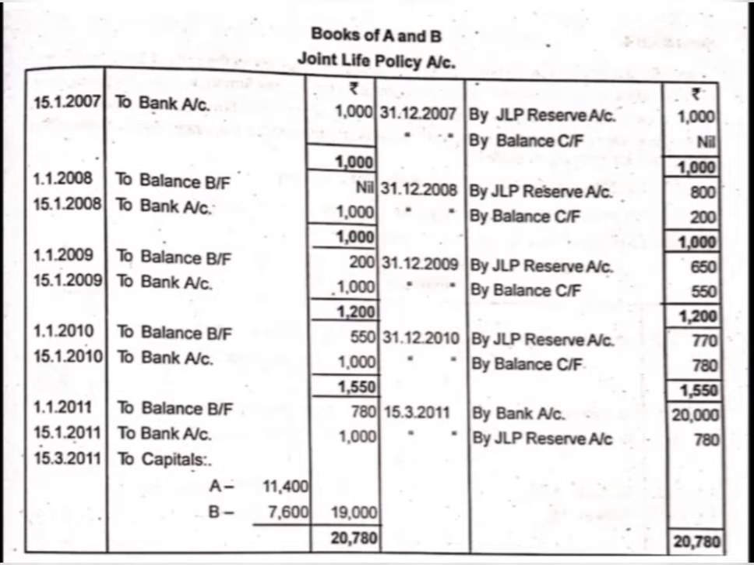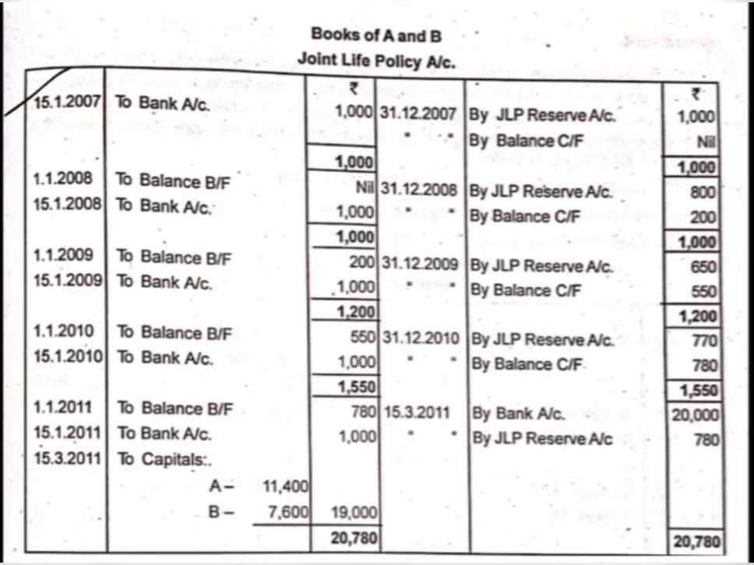We have to prepare joint life policy and joint life policy reserve account simultaneously. So the first entry of the year 2007 will be for making the payment of first annual premium, and the entry is joint life policy account debit to bank account. So we have to make the entry in joint life policy account. On the debit side we have to write on 15/1/2007 to bank account, and the amount is annual premium, that is rupees 1000. Then 2 more entries will come at the end of that year, that is the firm closes its account on 31st December.